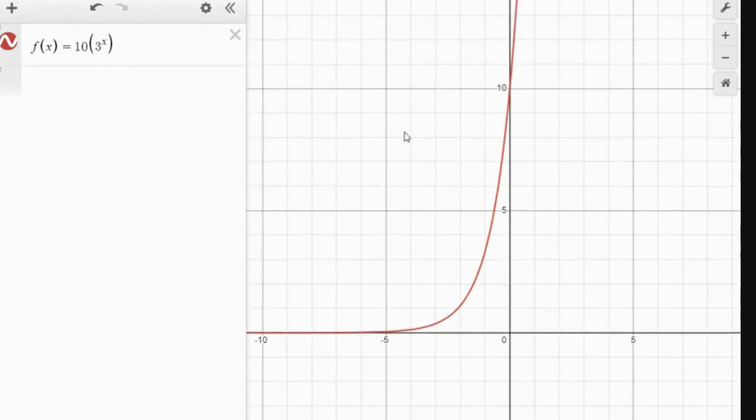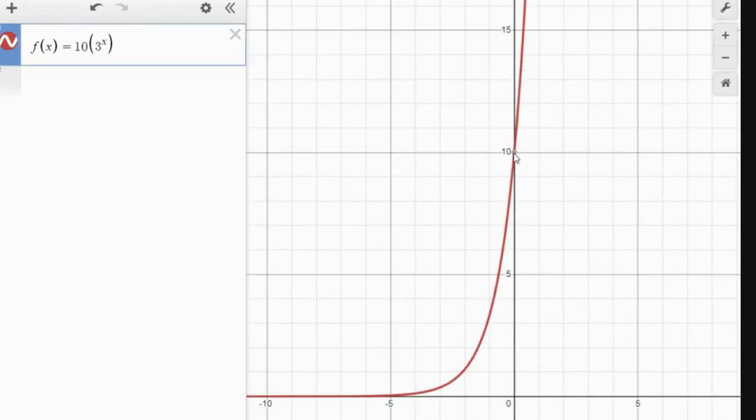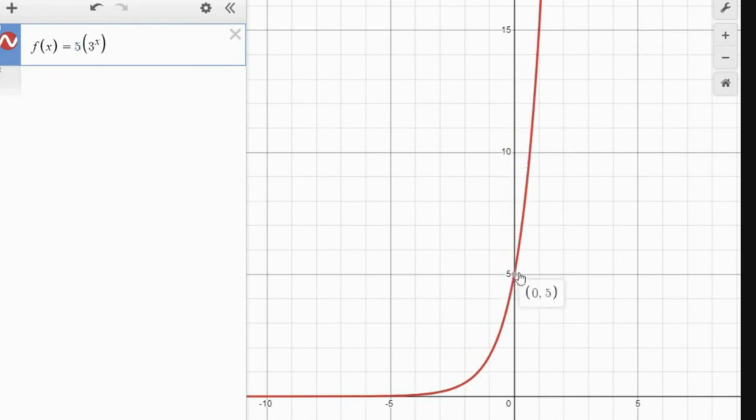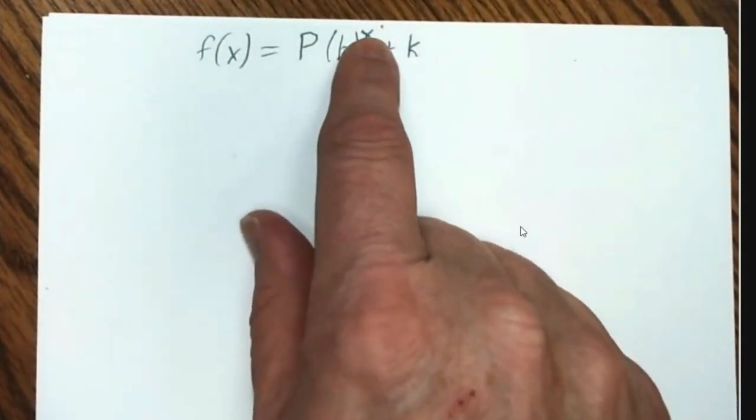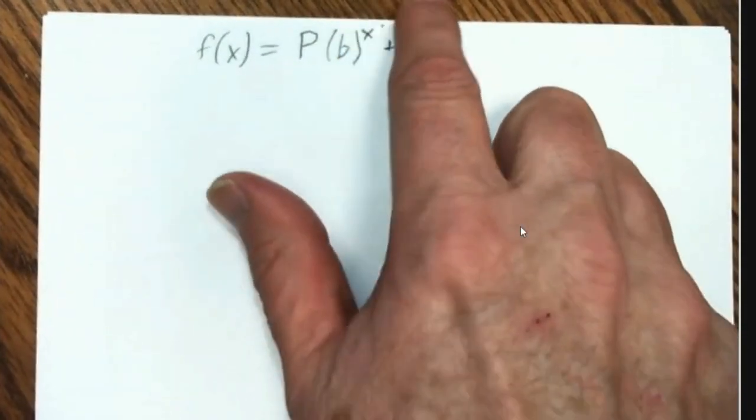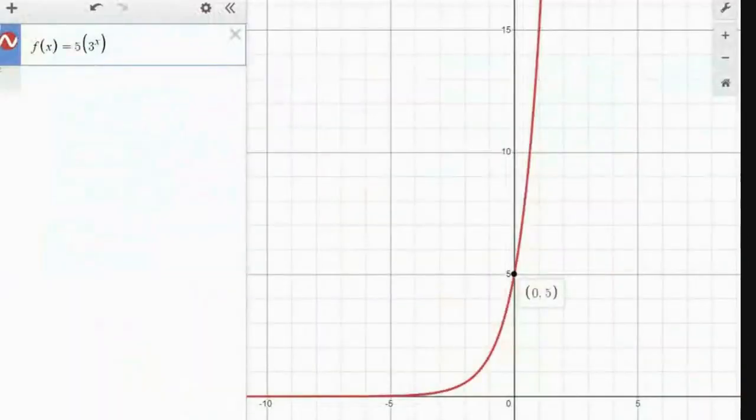What did it do to our equation? Well, it made it go up faster. It moved our y-intercept to 10. Interesting. What if this number is not 10, it's 5? Oh, look, our y-intercept is now 5. Whatever that p number is, because we're just doing 5 times 3 to the x, there is no plus k. It's just 0 right now. Our y-intercept ends up being whatever that number is when we just have a base raised to the x power.